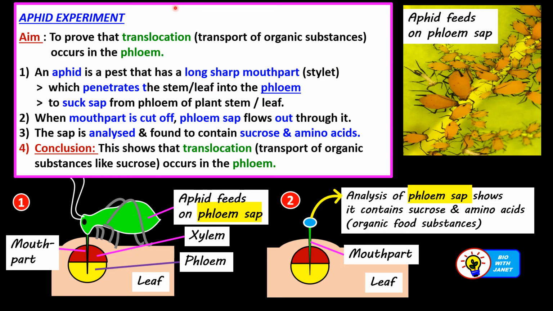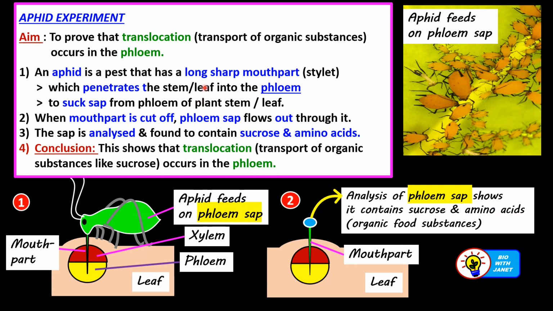Next, how do we prove that translocation, or the transport of organic food substances, occurs in the phloem? How do we prove that? So there are 2 experiments. The first one, I call it the aphid experiment. It uses a pest or parasitic organism called the aphid, which feeds on the phloem sap. We use that to prove that translocation occurs in the phloem.